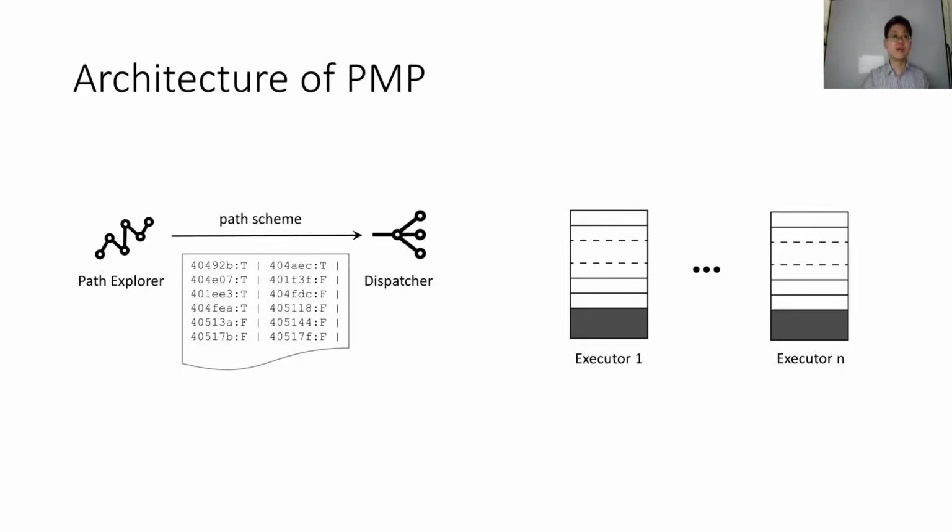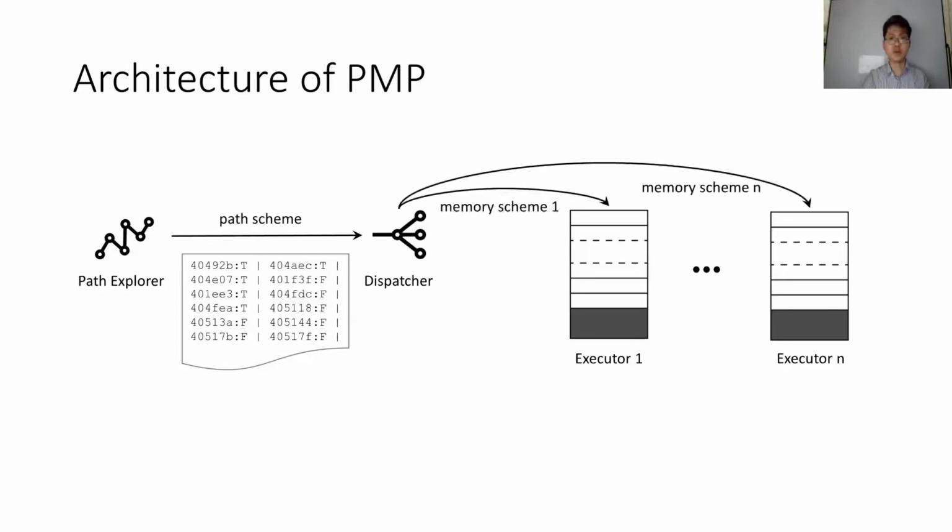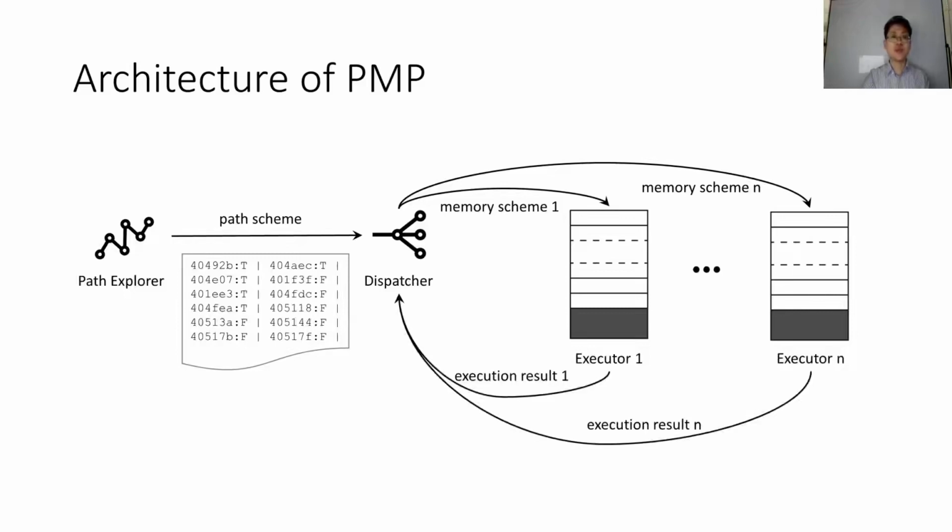PMP operates in rounds, each round executing a path schema. For each path schema, PMP further generates multiple versions of reliable initialization, each having different initial values. We call them memory schemas. A process is forked for each path and memory schema and distributed to an executor for execution. At the end of each run, the dispatcher aggregates the results from the executors. Another path schema is then computed by the path explorer to get into the next run.